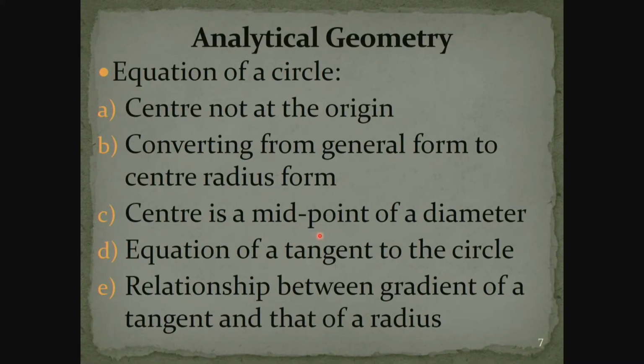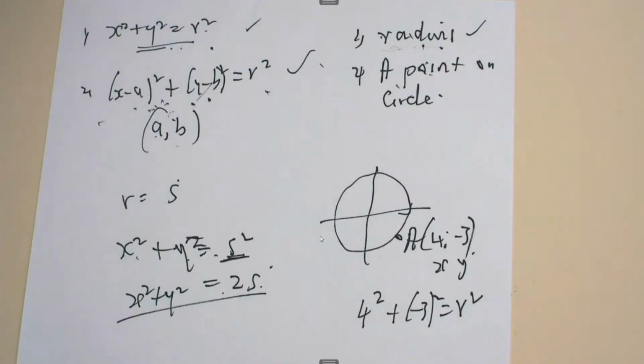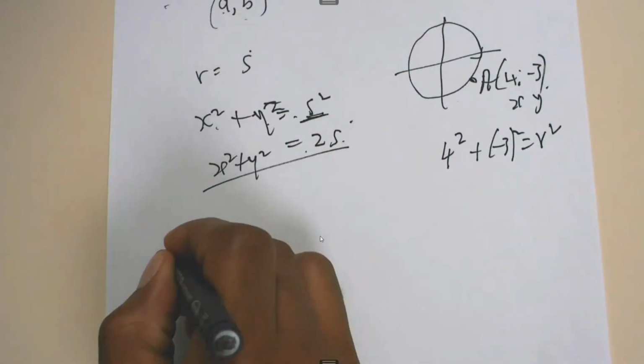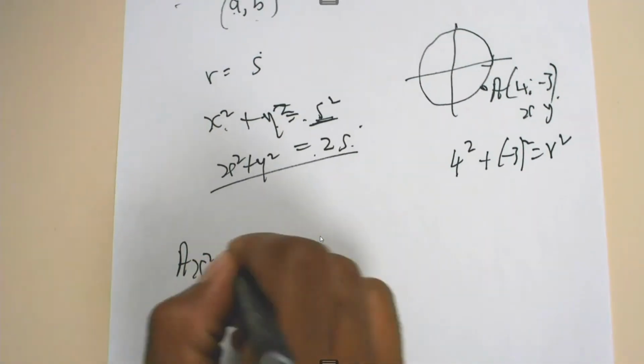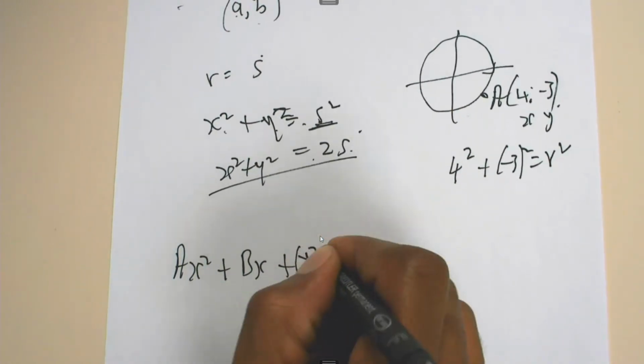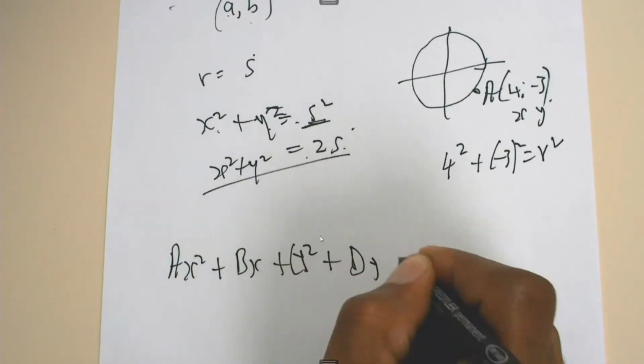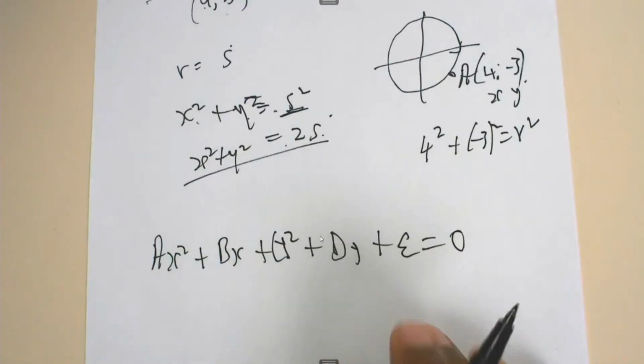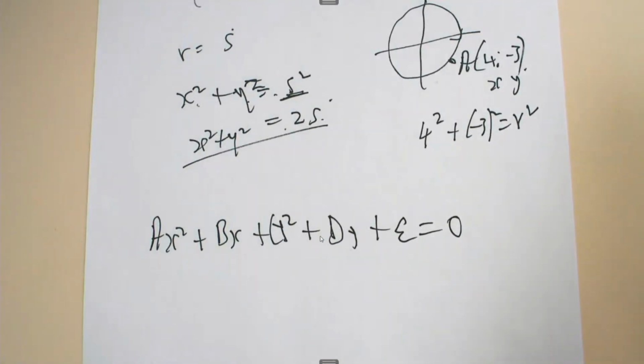Right, converting from the general form to a center radius form. The center radius form is the one that I spoke about here: (x minus a) all squared plus (y minus b) all squared is equal to r squared. That is the center radius form. But now, you'll be given a question in which format? You'll be given the question in the format ax squared plus bx plus cy squared plus dy plus e is equal to 0. So this is the format that you can also get the question from.